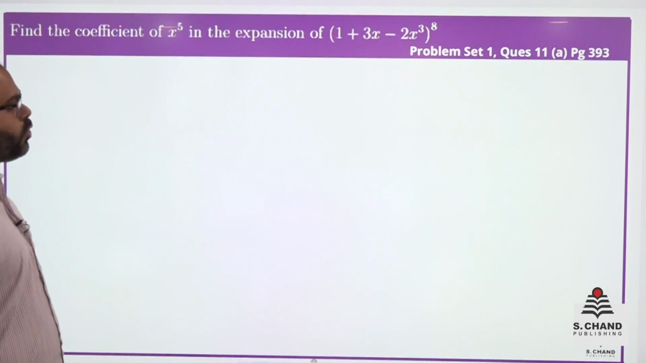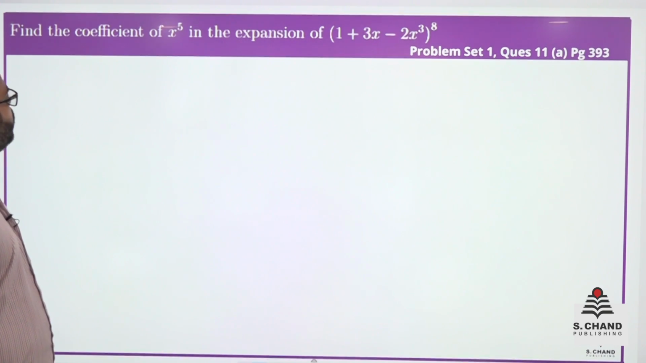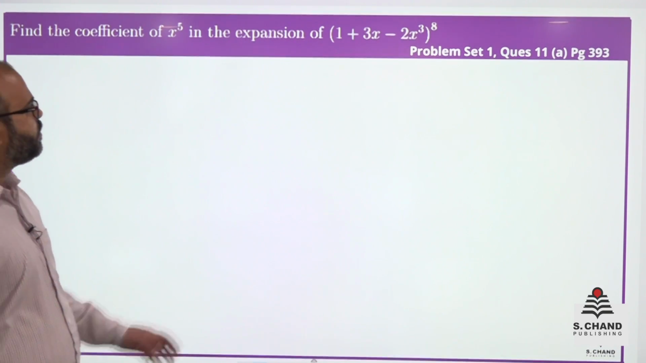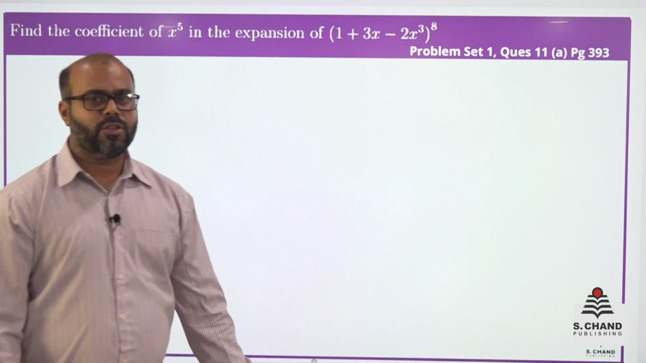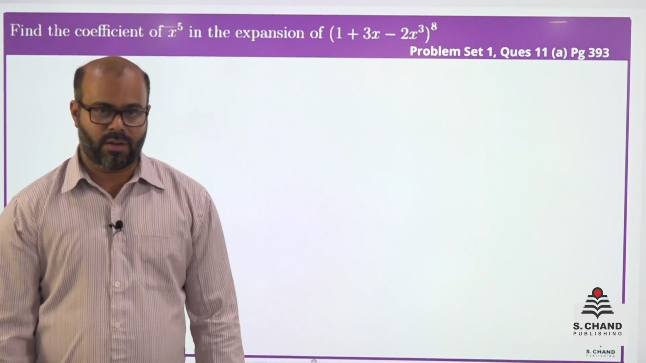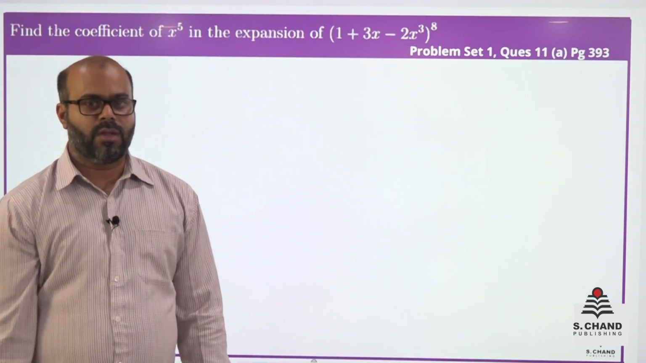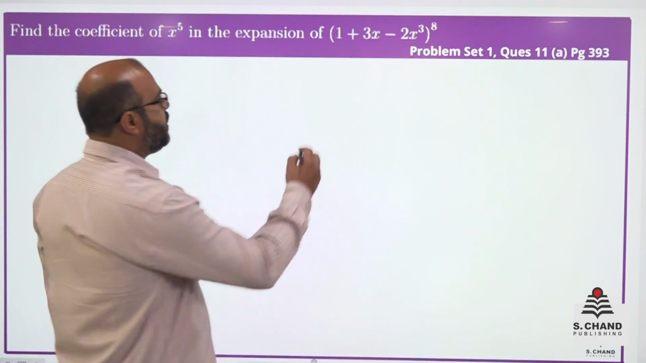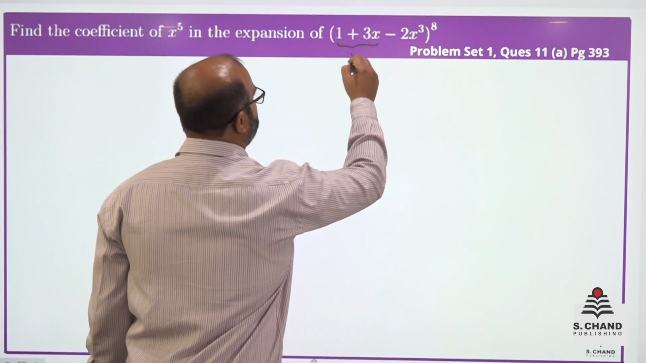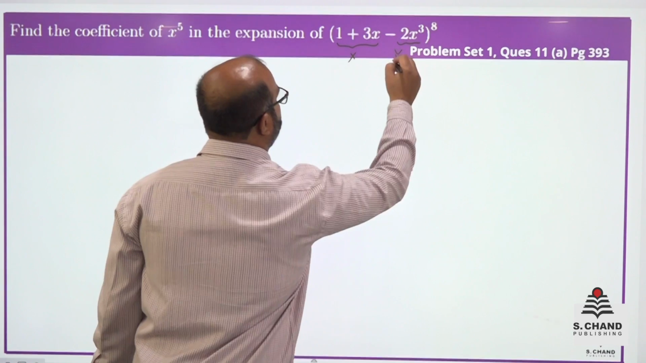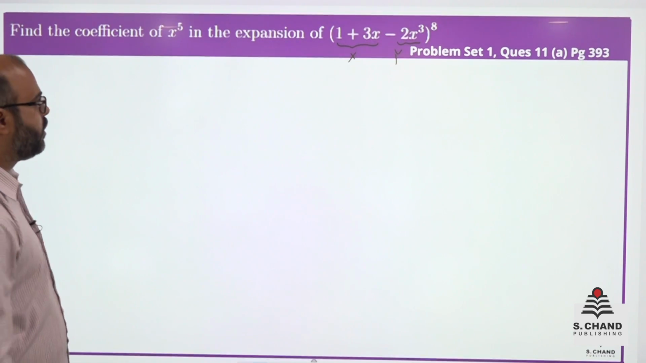Next question. Find the coefficient of x to the power 5 in the expansion of this. Now this is not a binomial, this is a trinomial. How can you do a trinomial? So you can make it a binomial like this, that this is suppose x and this is suppose y. Now let us do the expansion.